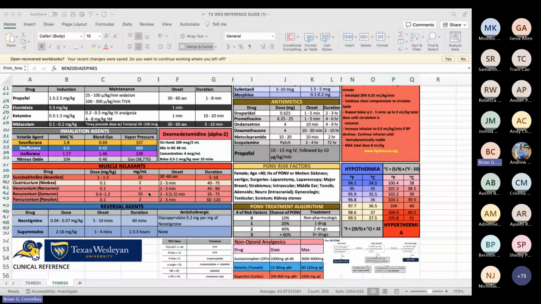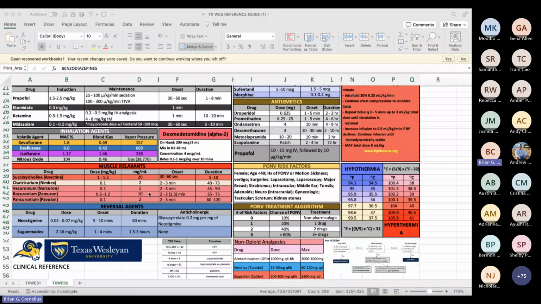Intermediate acting agents, vecuronium, rocuronium. Dose for your VEC is 0.1 milligrams per kilogram. You're going to have to reconstitute this. It's going to come in a powder vial, and you're going to reconstitute it with sterile water to 1 milligram per ml. Remember, it's a little bit slower onset.